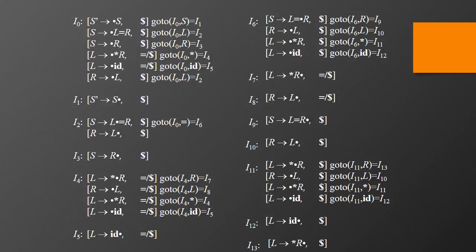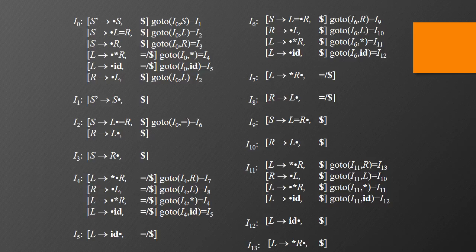Now item 7 will contain L gives star R dot comma equal to hyphen dollar. Item 8 will contain R gives L dot comma equal to hyphen dollar. I9 will contain S gives L equal to R dot comma dollar. I10 gives R gives L dot comma dollar. I11 gives L gives star dot R comma dollar, R gives dot L comma dollar, L gives dot star R comma dollar, L gives dot ID comma dollar.